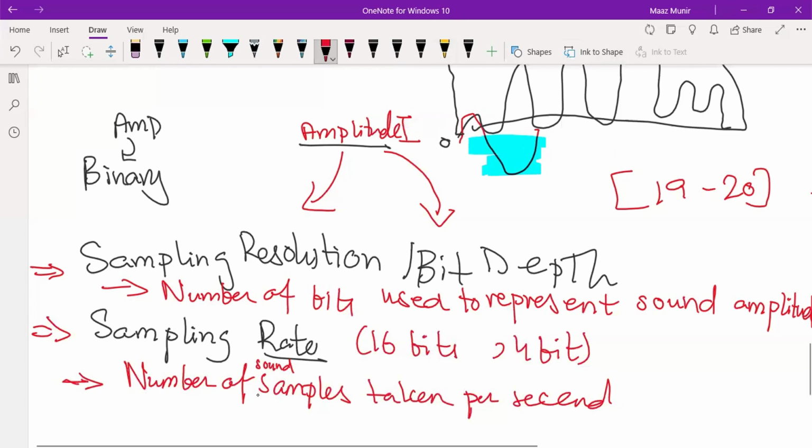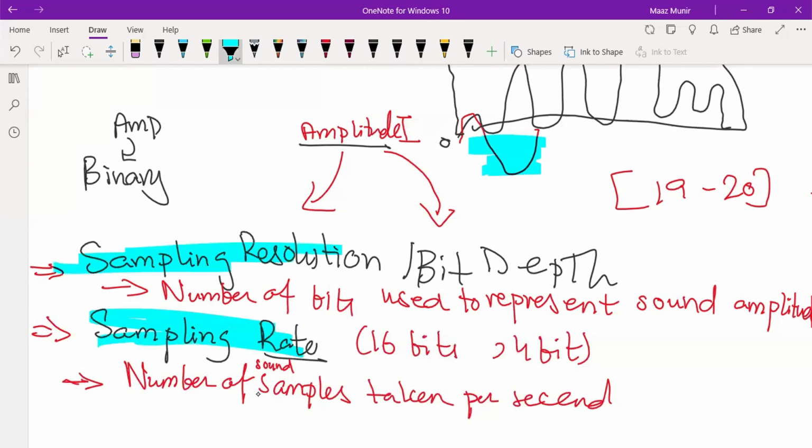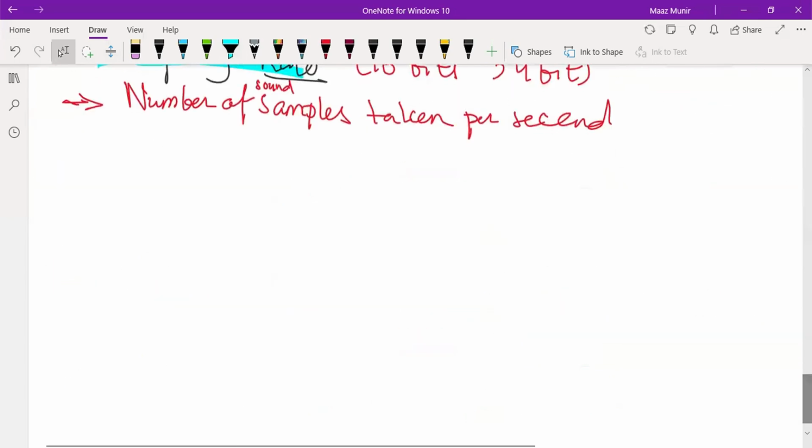From this chapter, what you guys need to know are these two definitions: sampling rate and sampling resolution, what sound is basically about. You should know generally about sound and this amplitude stuff. And now here comes the important thing. How does a computer store a file?